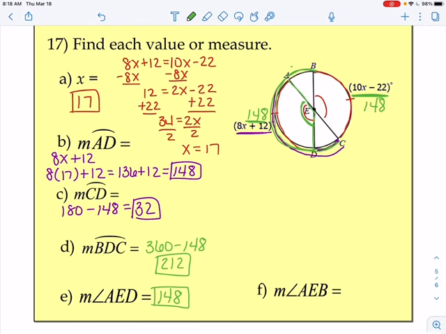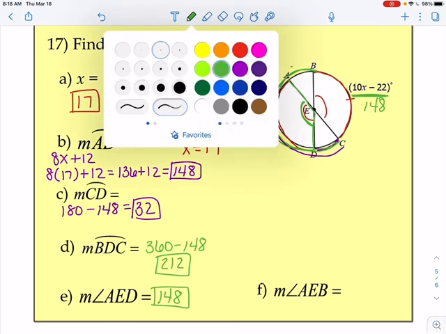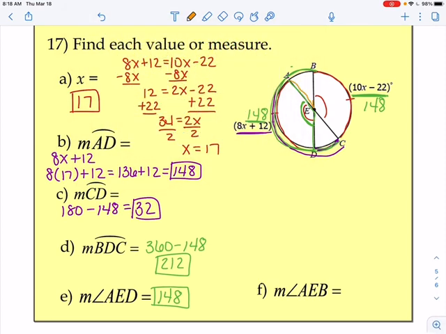And then the last one, I need to find the measure of angle AEB. AEB is this angle right here in orange now. So this entire angle is 180. It goes halfway around the circle. We already used 148 degrees. So if I take my 180 and subtract out 148, it's going to give me a measure of, 180 minus 148, not 48, it's going to give me a measure of angle 32. So this will be 32 as well as the angle.